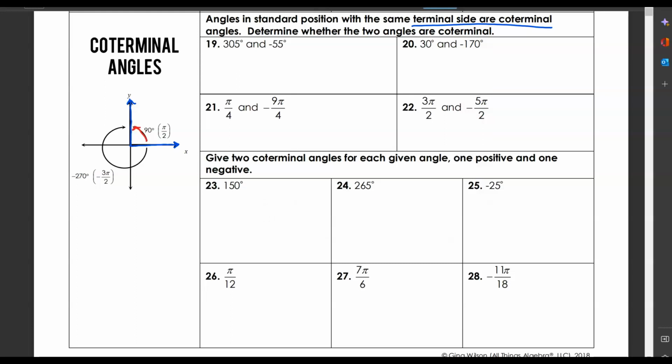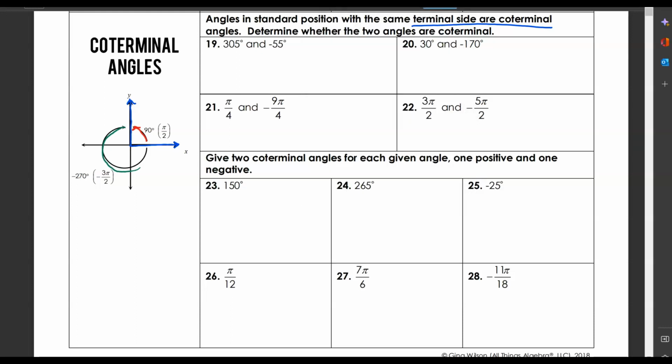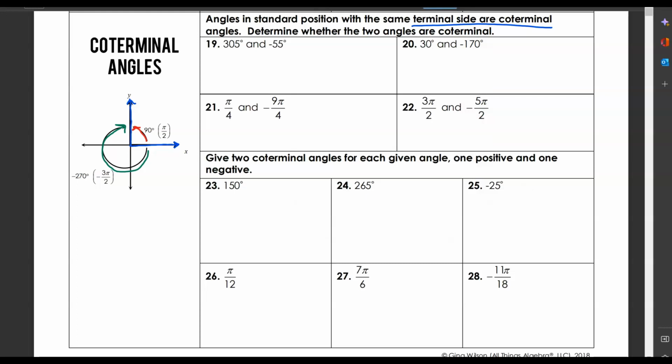So here's one angle, and that's the 90 degrees. And then the other angle is going to be this angle coming in the opposite direction. And since they both have the same initial and terminal sides, these are coterminal angles. So we want to know, okay, are these going to be coterminal angles here? Since we saw in our circle that coterminal angles consist of two angles that add to 360 degrees, or 2 pi, we're going to use that to determine if these two angles are coterminal.